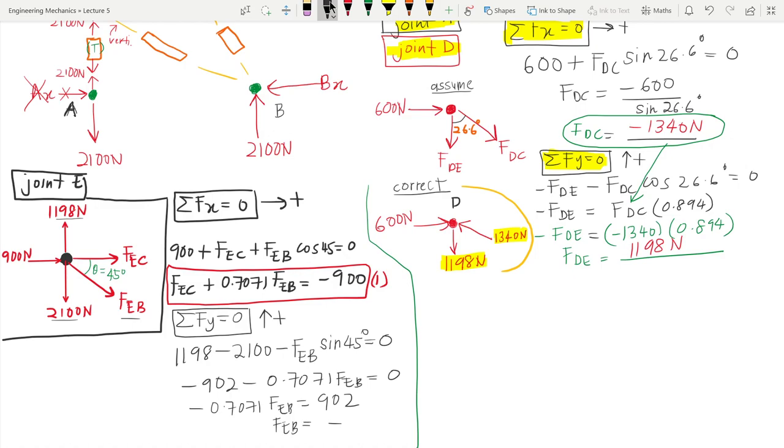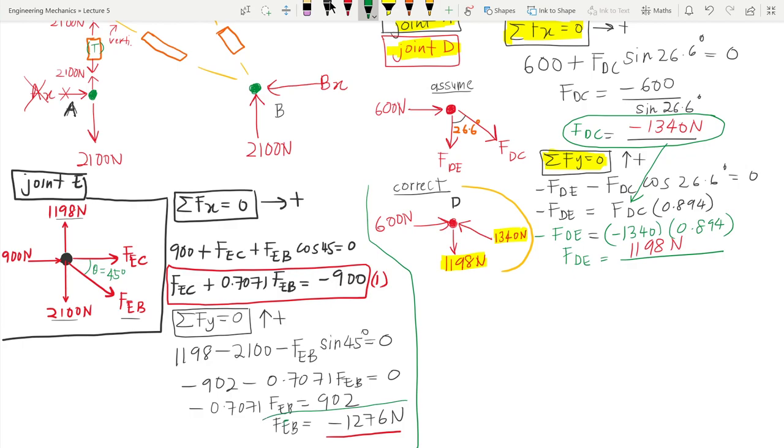Negative 902 divided by 0.7071 gives 1276 newton. This is the answer that you get for this one. This is FEB, right? FEB.